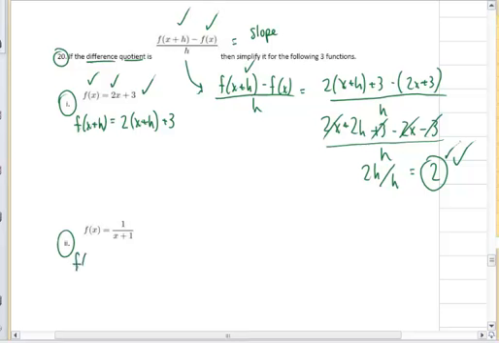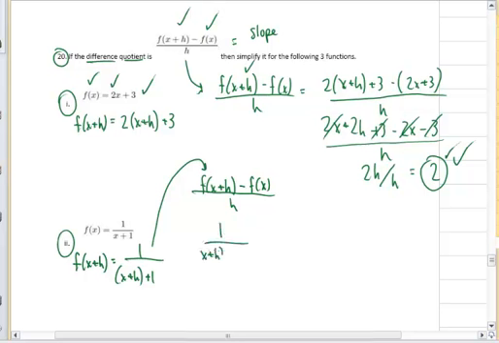For the next one, we're going to do f of x plus h again, but in this case, the x is in the bottom, so that's where we're going to put the x plus h plus 1. Now when we assemble our difference quotient, we're going to put the right parts in the right locations. So I'm going to replace that with 1 over x plus h plus 1 minus 1 over x plus 1, all over h. You have to get to this step to get the answer.